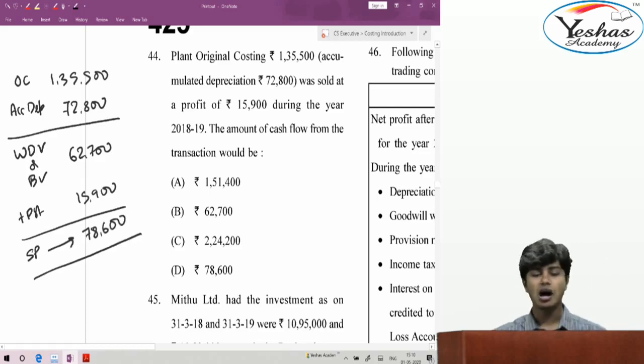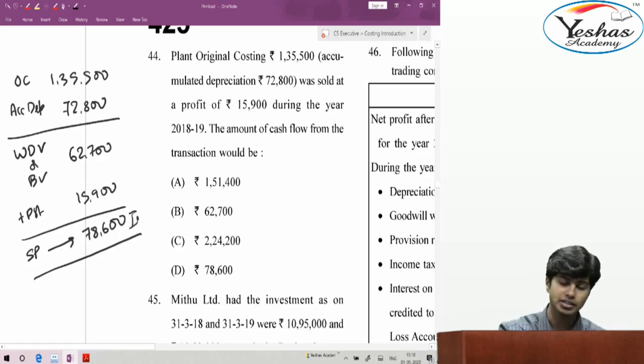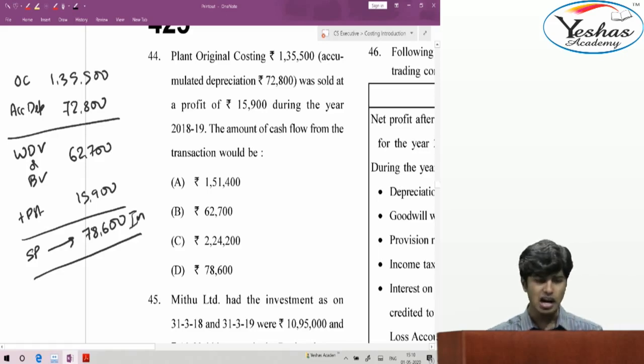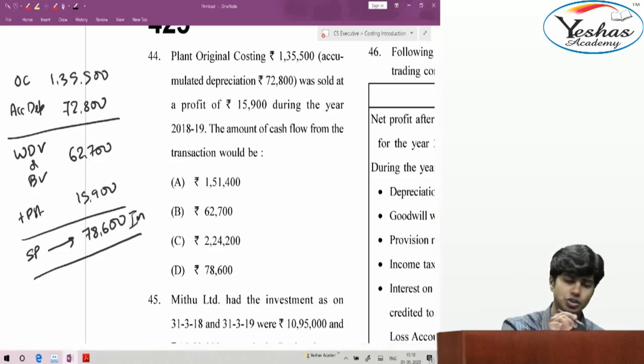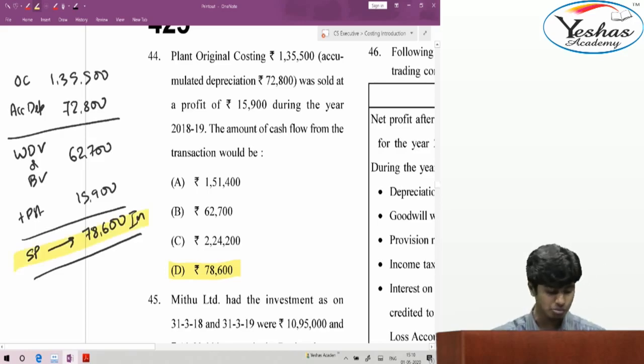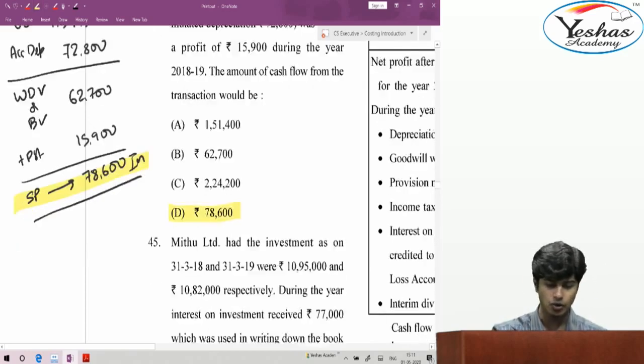What do they want? Amount of cash flow. So this much is the cash inflow. 78,600 will be the amount of consideration that will be received on the sale of that particular asset. So the answer is option D, which is 78,600, for question number 44. Come on, now let us go to question number 45.